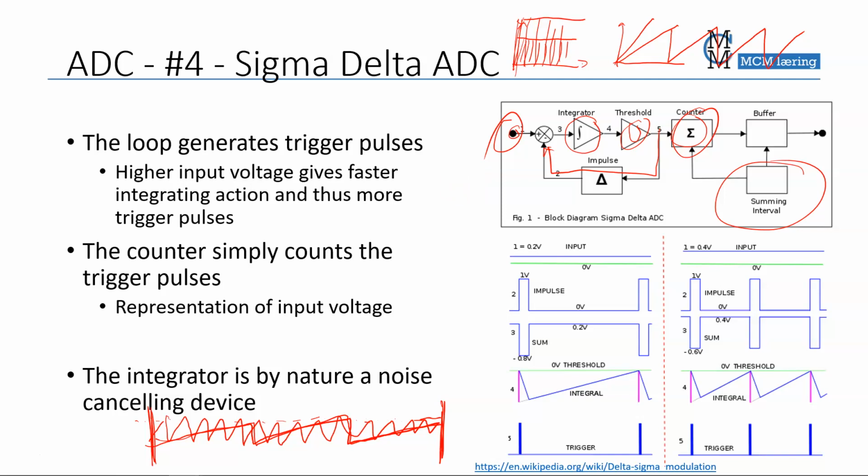So the idea is to create ramps which are reset at a specific threshold value, and count the number of ramps that were created. That is a representation of the voltage that I have as an input.